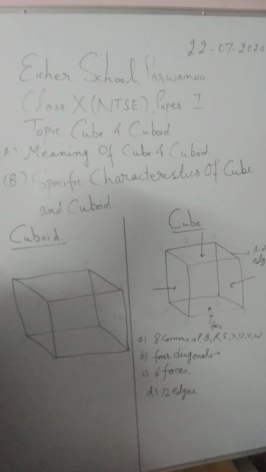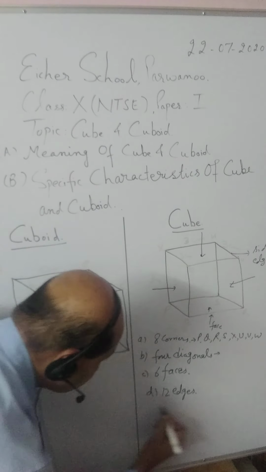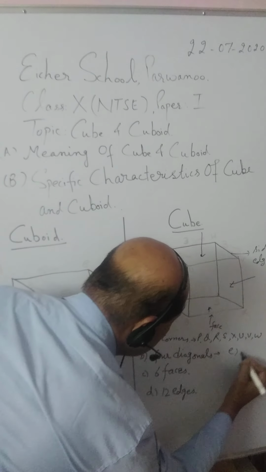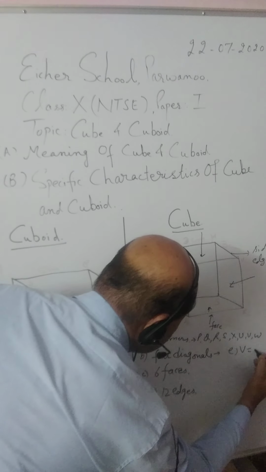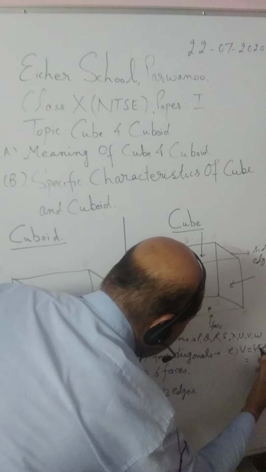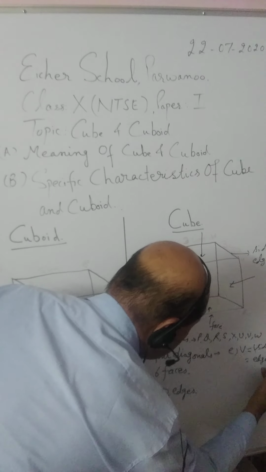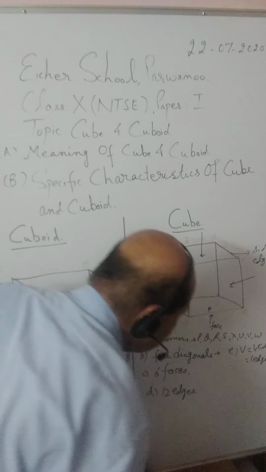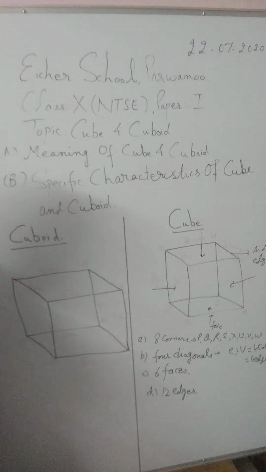Similarly, the volume of a cube is equal to side cubed. Volume V is equal to side cubed, which is also equal to edge cubed. There is no difference between them. And then we come to our cuboid.